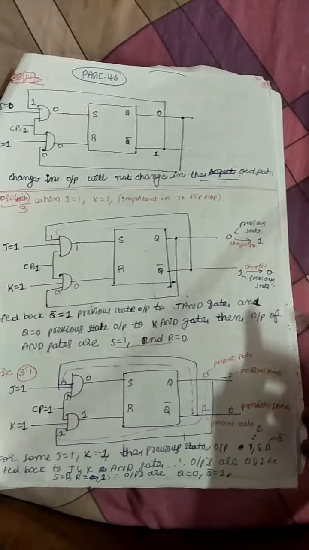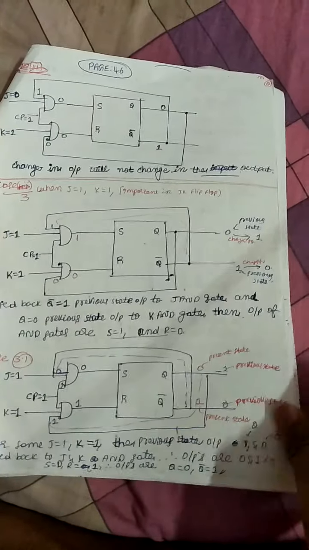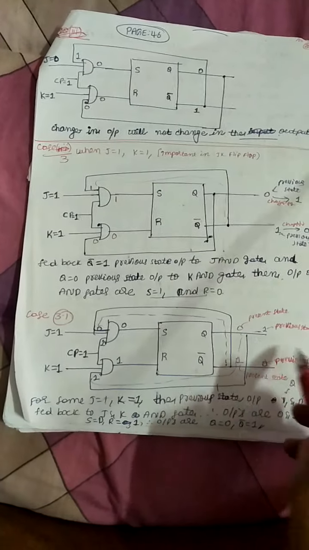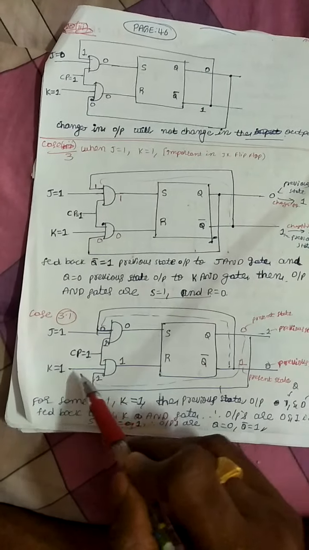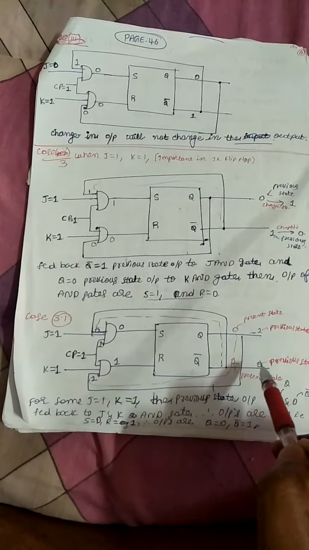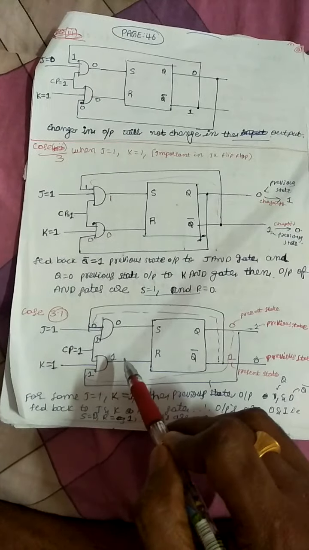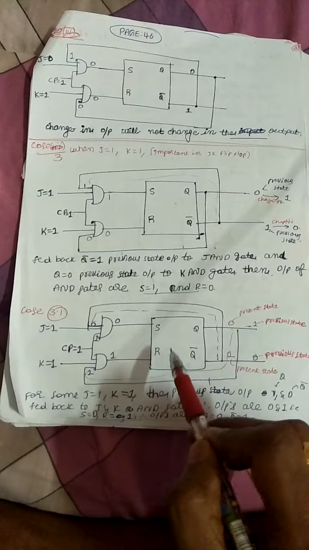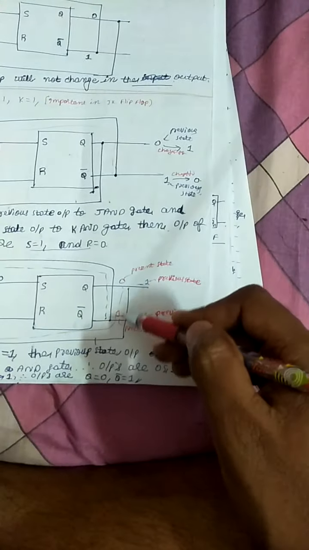Okay, suppose I assume the previous state output as 1 and 0, then you check what will happen. The same 1 will be fed here, 1 1 1, it will become 1. Here you have 0, 0 will be fed here, 0 0 1. In SR flip flop, if it is 0 1, what will it become? In SR flip flop, if it is 0 1, it will become 0 1. So it becomes 0 1.